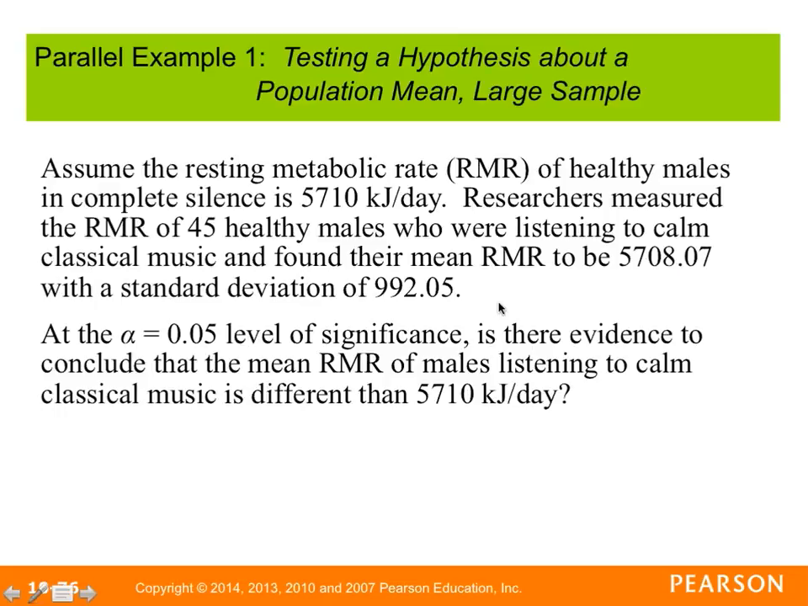Okay, so let's look at an example here where we have a population mean and a large sample. Assume that the resting metabolic rate of healthy males in complete silence is 5,710, I think it's kilojoules per day. Researchers measured the RMR of 45 healthy males who were listening to calm classical music and found their mean RMR to be 5708.07 with a standard deviation of 992.05. At the alpha equals 0.05 level of significance, we want to know if there is evidence to conclude that the mean RMR of males listening to calm classical music is different than 5710.